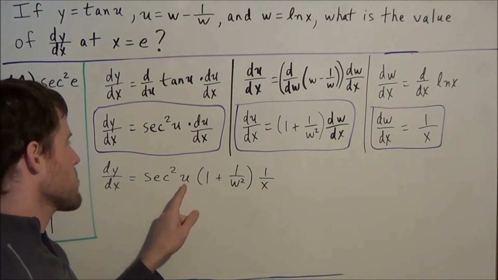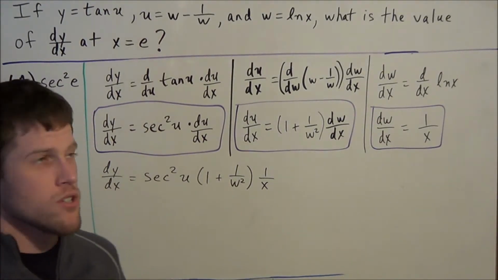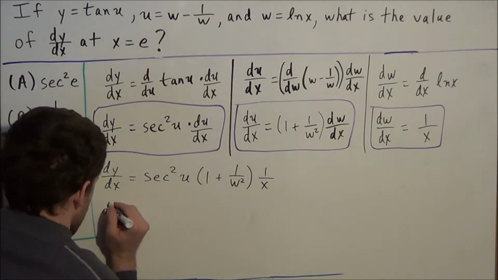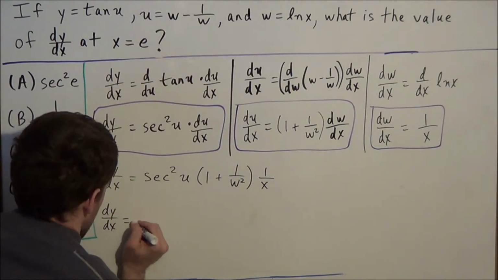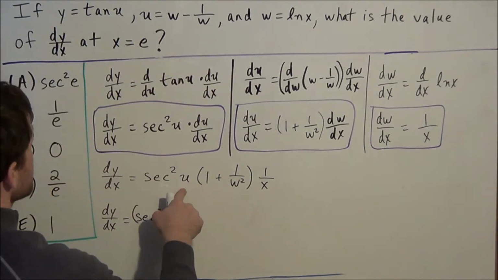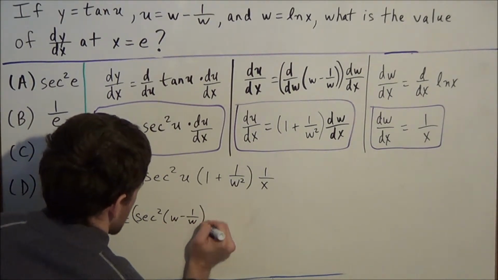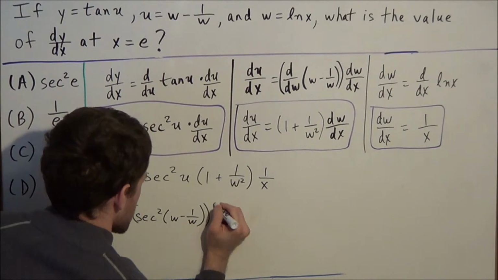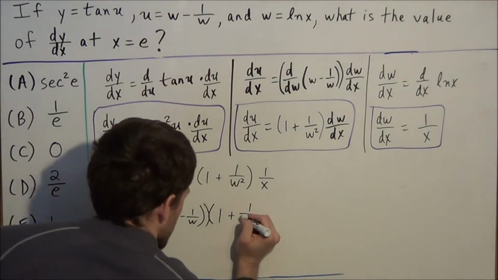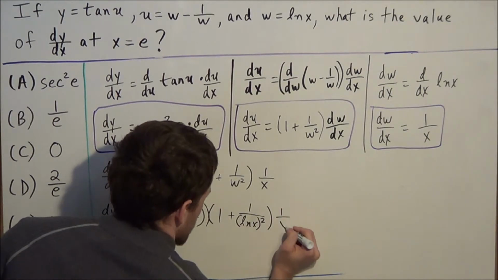But now notice we have a variable u, a variable w, and a variable x. So we need to substitute in to make sure everything is in terms of x. That way we can replace x with e. So for the next line, we're going to have dy/dx equals, and we're going to have secant squared of u, but u is equal to w minus 1 over w. And now this whole expression is being multiplied by 1 plus 1 over, and instead of w we're going to have natural log of x, that quantity being squared, times 1 over x.